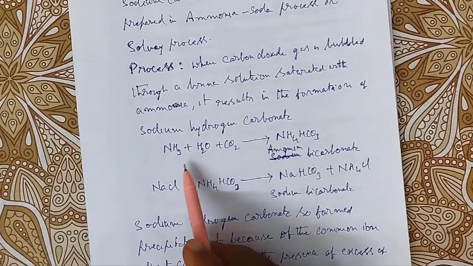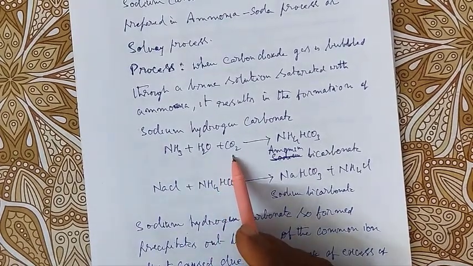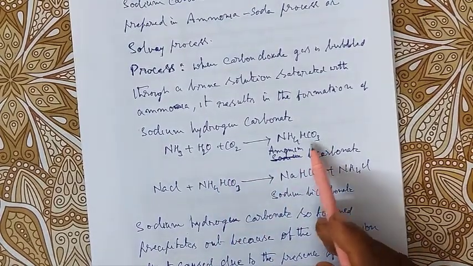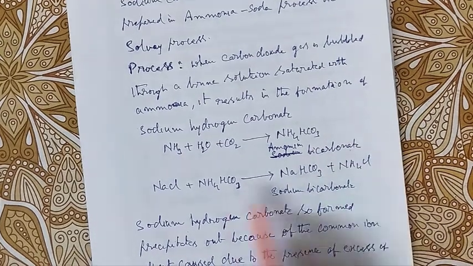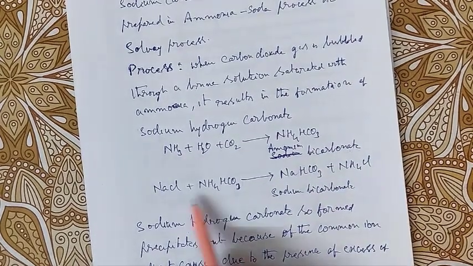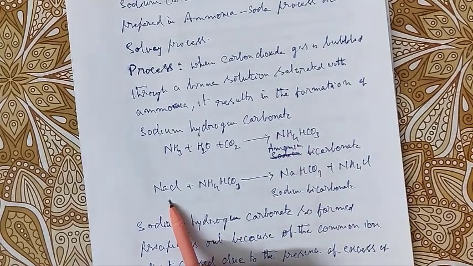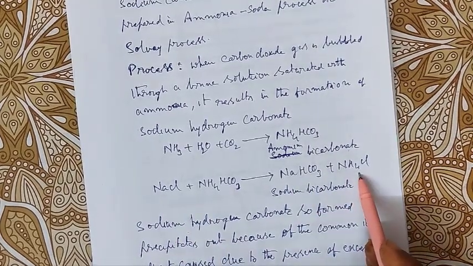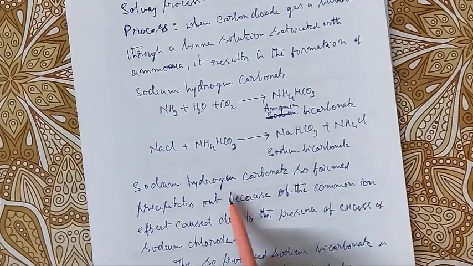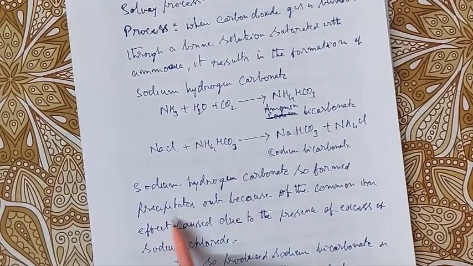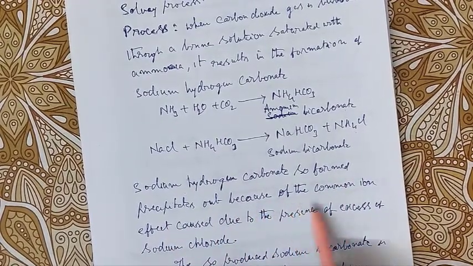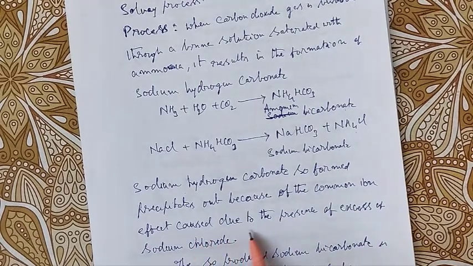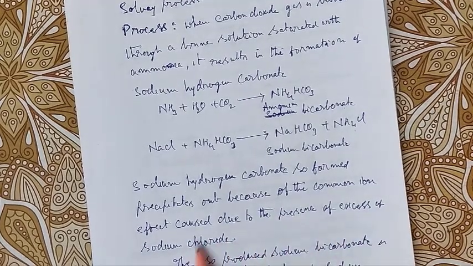So NH3 plus H2O plus carbon dioxide gives ammonium bicarbonate. This ammonium bicarbonate is reacted with the brine, that is a saturated solution of sodium chloride. We get sodium hydrogen carbonate and ammonium chloride. The sodium hydrogen carbonate so formed precipitates out because of the common ion effect caused by the presence of excess sodium chloride.